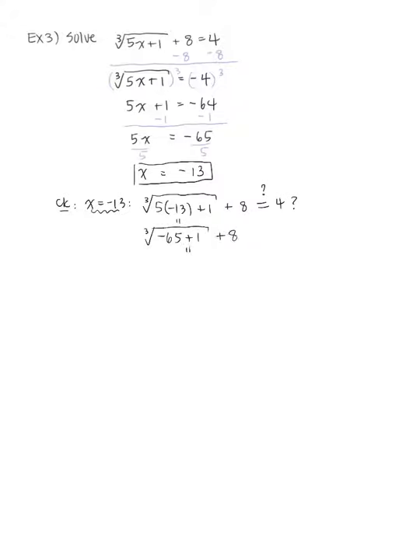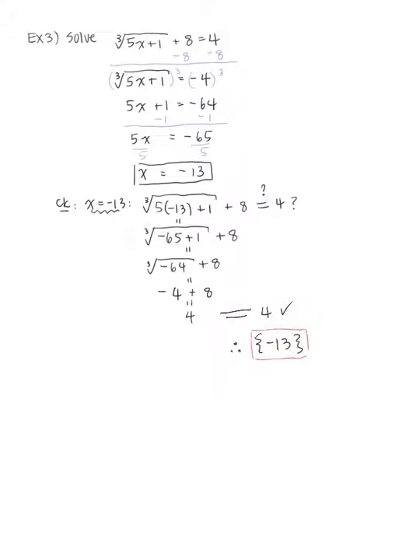Let's keep going. So here you're going to have the cube root of negative 64 plus 8. Negative 64 cube rooted would be negative 4, and then plus 8 gives us 4, and yes, which checks with our right hand side numerical value of 4. So in this case, we can keep the negative 13 as a solution. Therefore our solution set is negative 13.